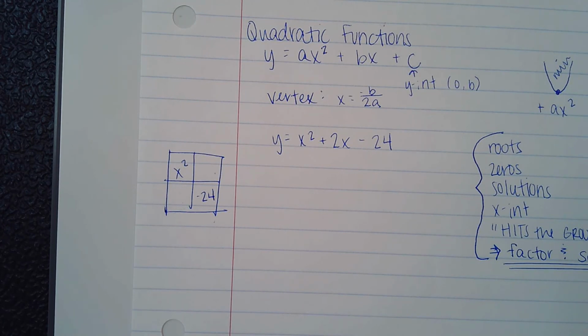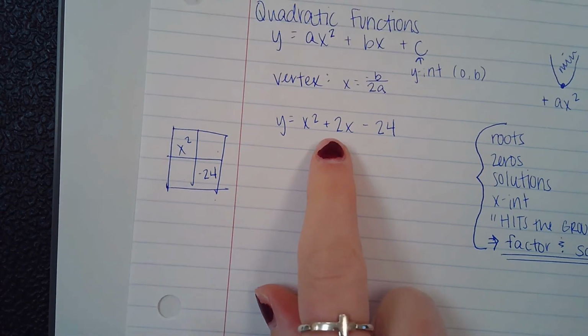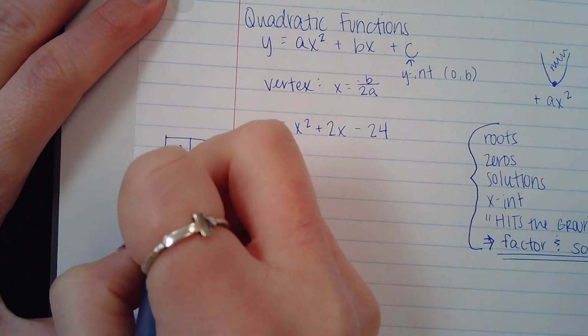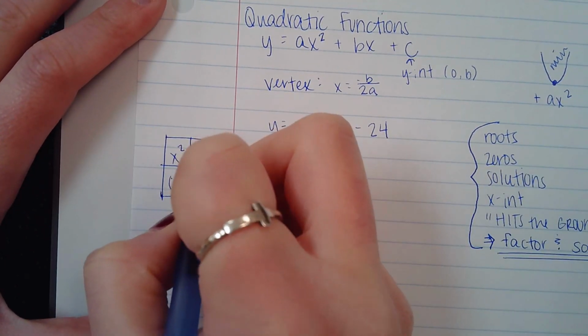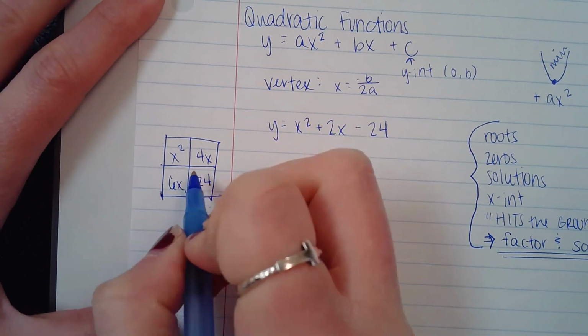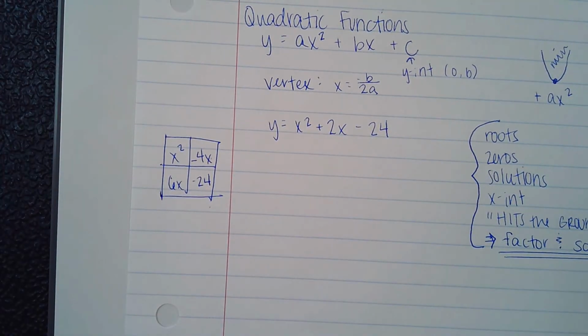Will 12 and 2 work? No, because we can't do 12 plus 2 to get 2, or 12 minus 2 to get 2. So what are other factors of 24? 6 and 4. How do we make 6 and 4 equal 2? 4 minus 6? 6 minus 4. So positive 6x, negative 4x. Does that make sense? Brayden, wake up. Yes, no, maybe? Yes? Okay, are we getting this down?